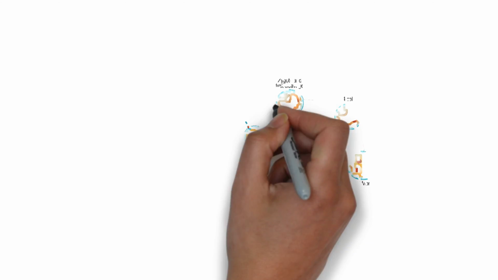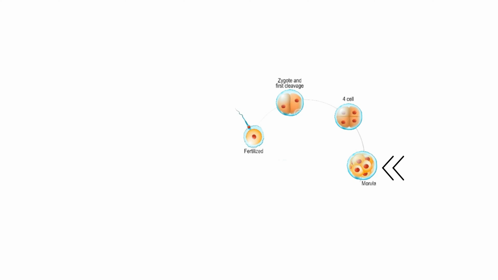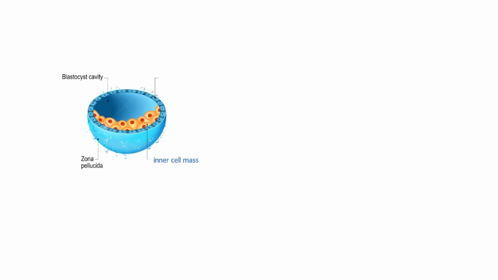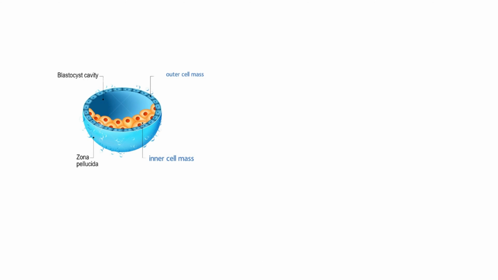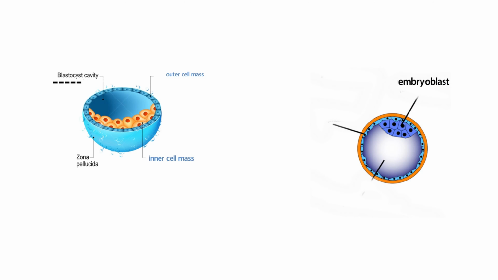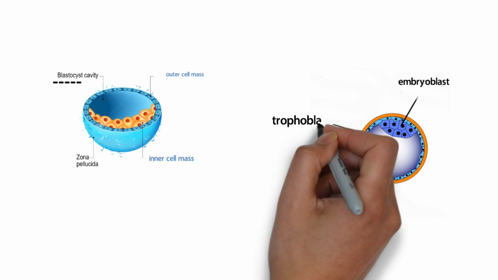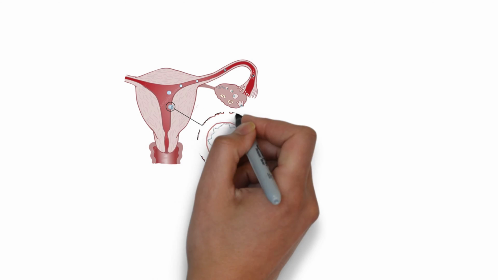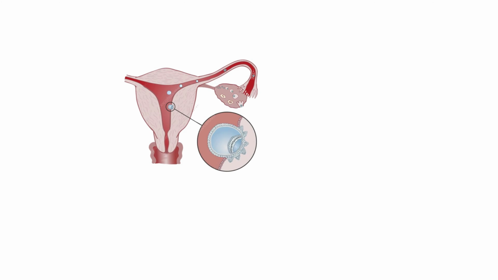After the formation of 8 to 12 cells, this stage is called the morula. Then, after differentiation, there is a formation of inner cell mass and outer cell mass. There is the development of a cavity, which is called the blastocyst. The inner cell mass differentiates and forms the embryoblast, while the outer cell mass forms the trophoblast. Once the embryo reaches the blastocyst stage, approximately 5 to 6 days after fertilization, it hatches out of its zona pellucida and begins the process of implantation in the uterus.